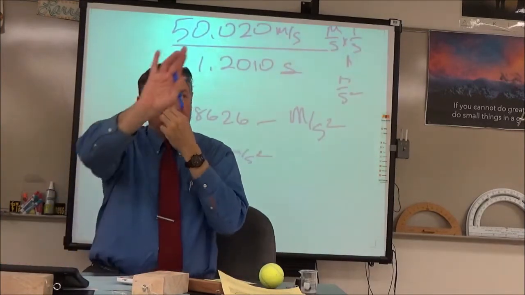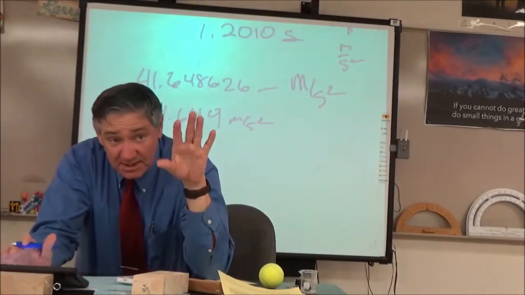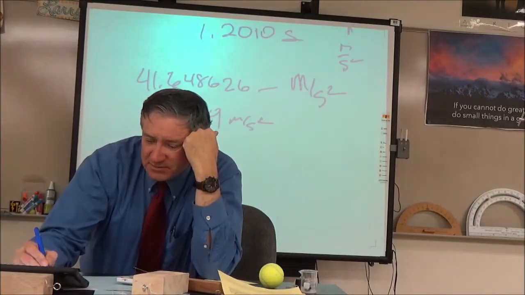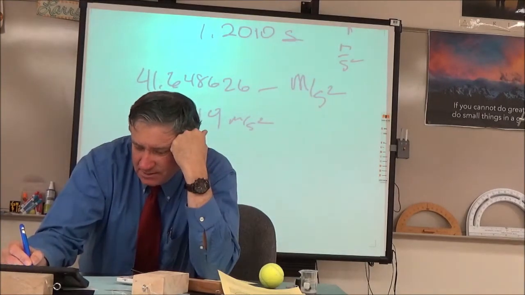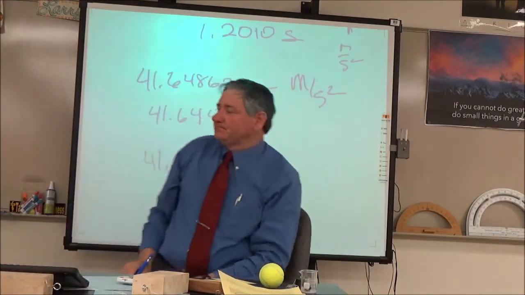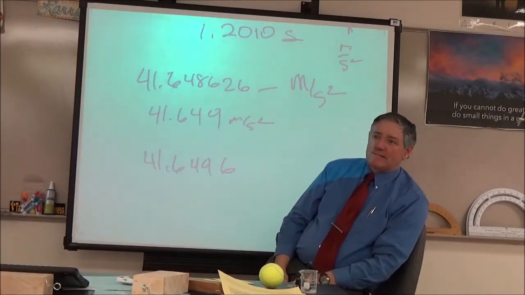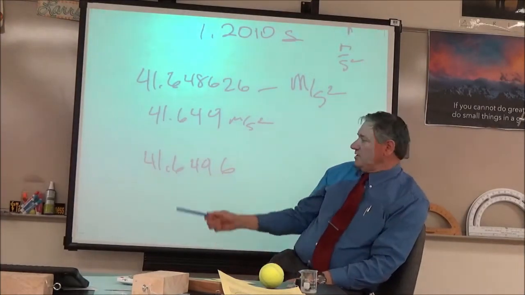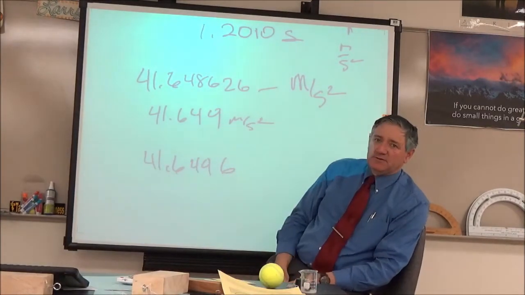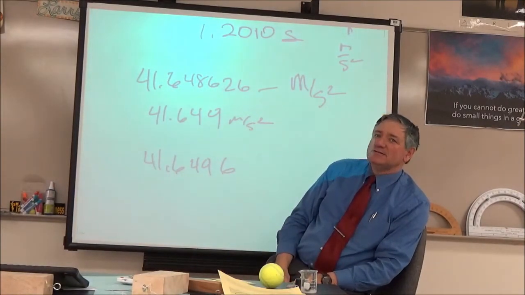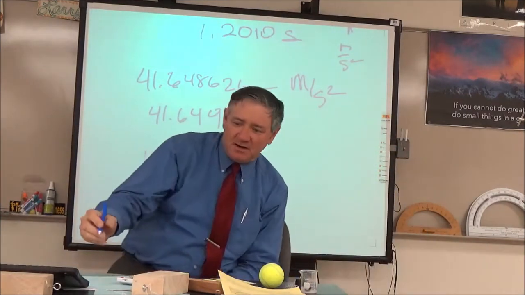Now, here's the potential downfall. Let's say it wasn't, but let's say that was 41.6496. Then what would you do? You need to round it to this place value, but that's a 6. What are you going to do? You change the 49 into a 50, but keep the 0. Fantastic. Absolutely spot on answer.